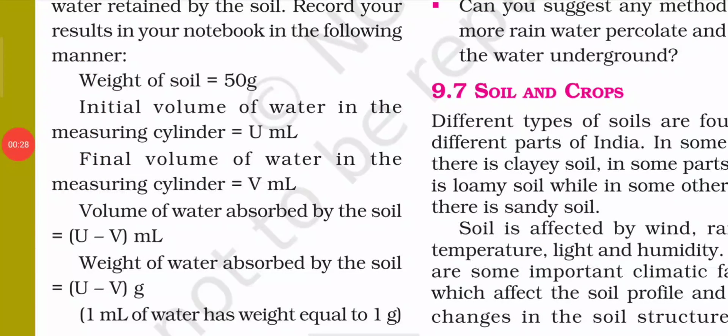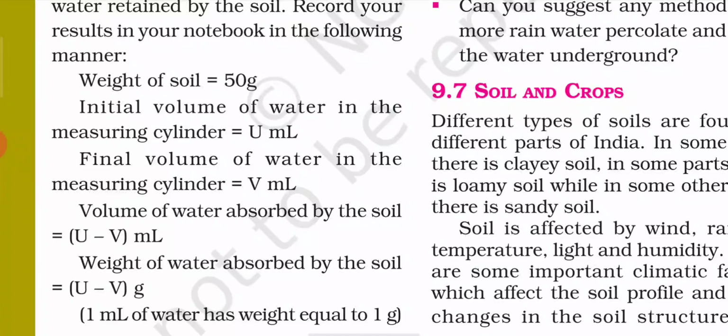Now we have to do some calculation in this. First of all, we note the weight of the soil. The weight of the soil was 50 grams, and the initial volume of water in the measuring cylinder was U. Suppose we take 50 ml, so U is 50. Now the final volume of water in the measuring cylinder will be V ml. Suppose it was 40 ml, so V was 40.